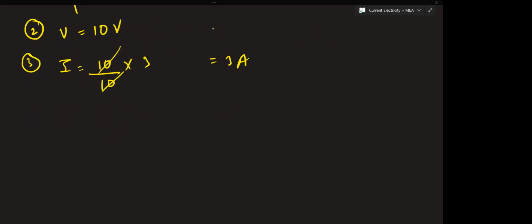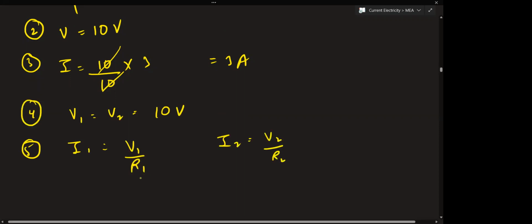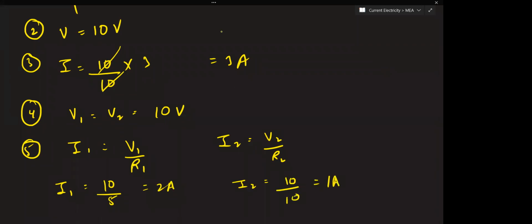Fourth one, yes, yes, Salman, right? Fourth one will be 10 volt. V1 is equal to V2 because it's a parallel combination. No need to solve it. Last part, I1 will be what? It will be V1 by R1. I2 will be what? V2 by R2. So I1 will be V is 10, R1 is 5. This will be 2 amperes. I2: V is 10, R2 was 10. So that makes it 1 ampere. I1 is 2 ampere, I2 is 1 ampere.